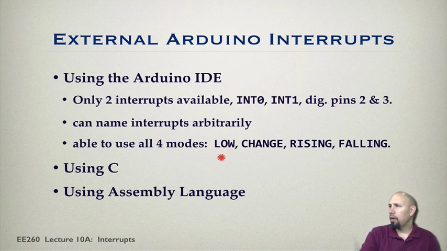There's also the low mode. This is a little different in that as long as the signal is low, it will keep triggering the interrupt. The interrupt will keep happening. So in a sense, that could be kind of like a way of switching in something like a loop command. So it's a little bit different than the other modes. Those are all 4 modes, and these 2 interrupts, int0 and int1, are able to use all 4 of those modes.